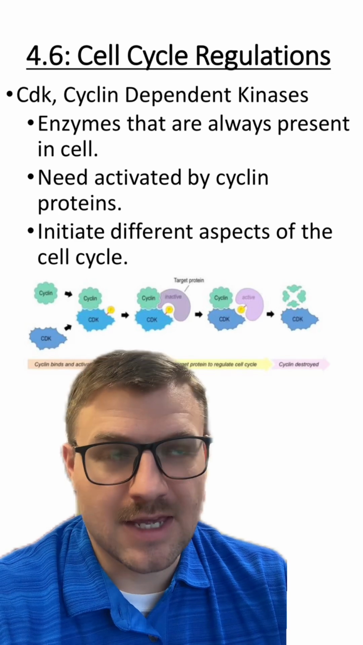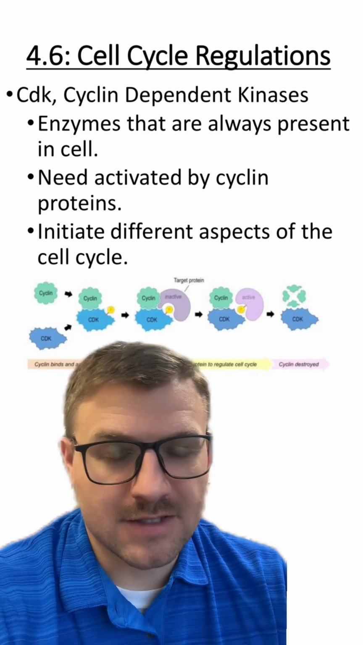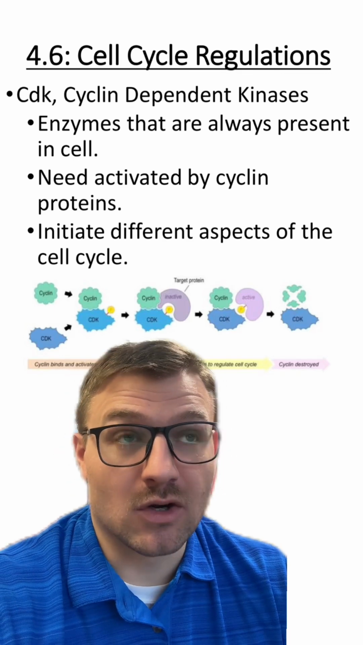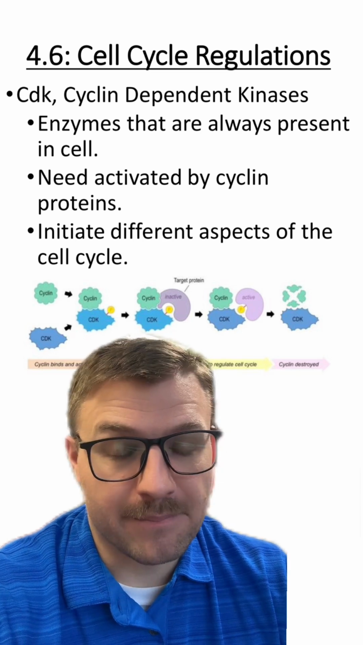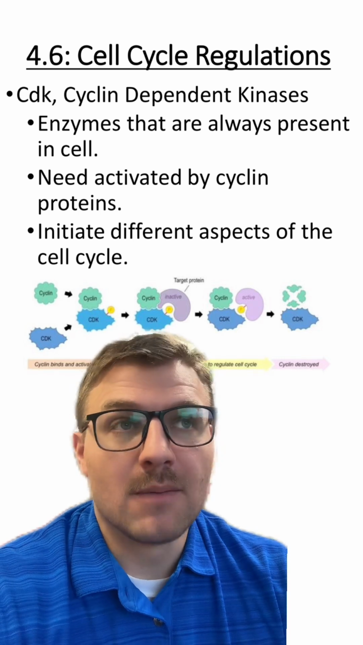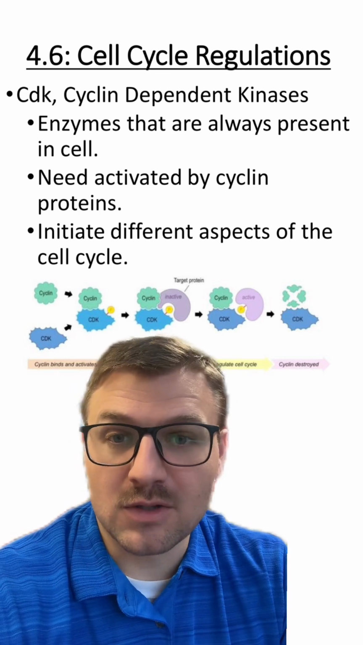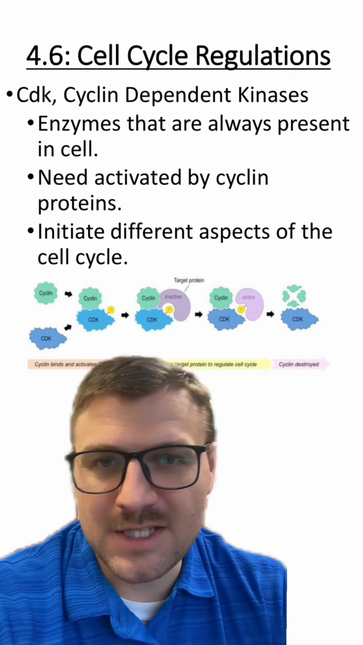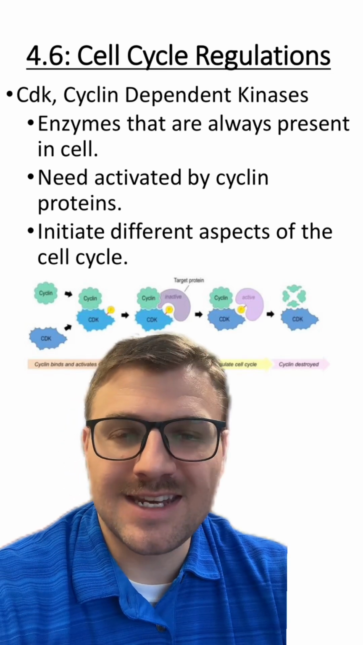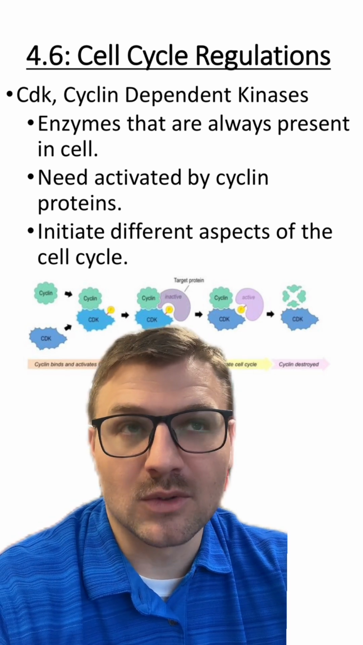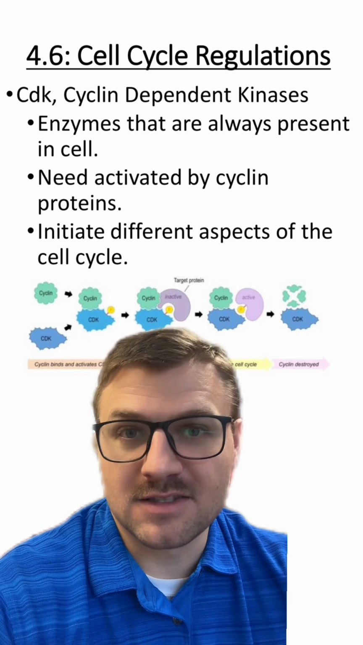These CDK enzymes are always going to be present in the cytoplasm. However, they're not going to be activated until certain cyclins attach or bind with them. This is going to initiate different aspects of the cell cycle because these cyclin proteins are going to initiate the kinases to activate other proteins. So basically what I'm trying to get across here is that these CDKs are going to bind with cyclins during different time periods of the cell cycle to initiate the certain processes that need to go on.